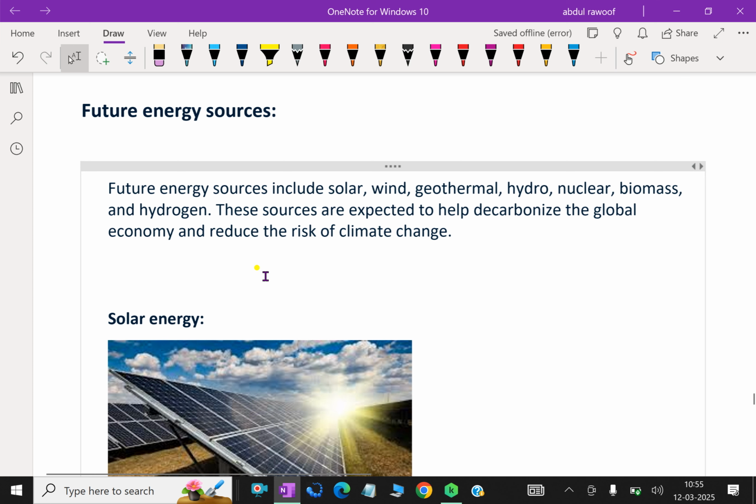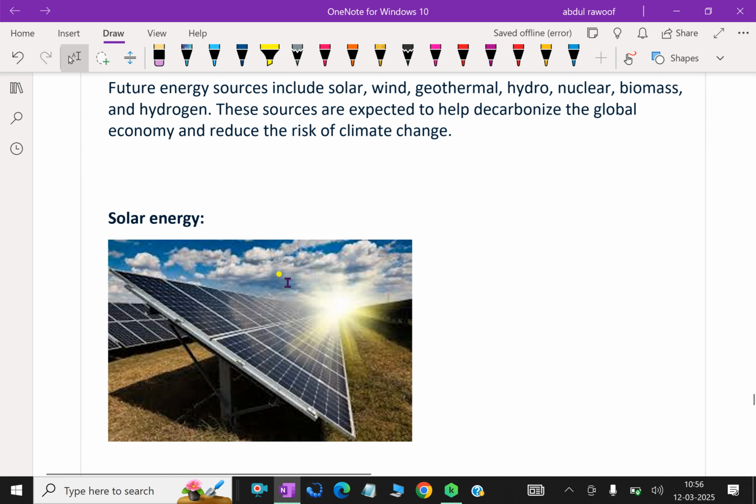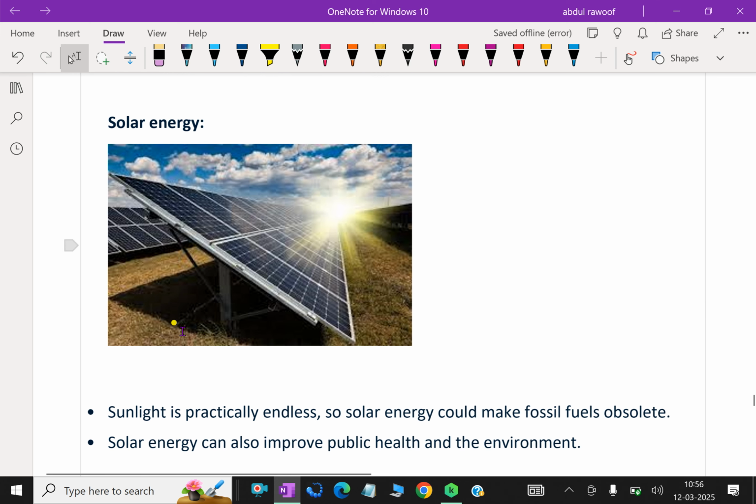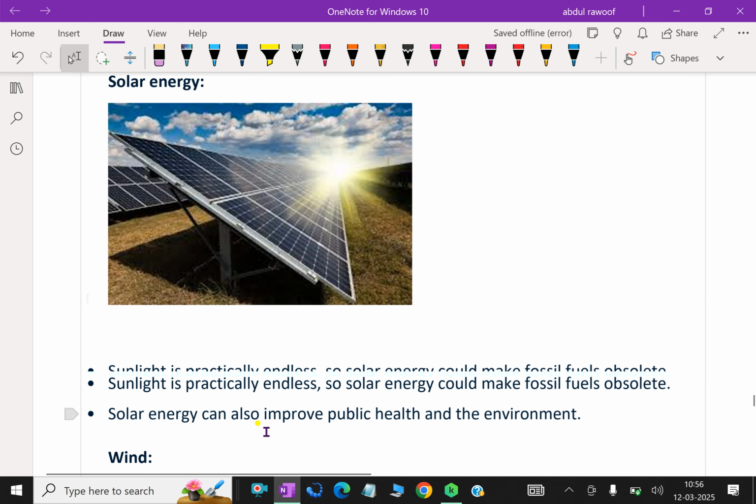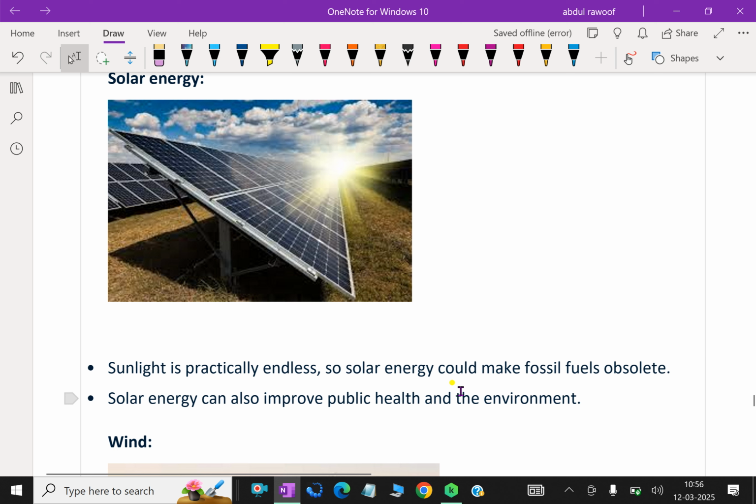Now we'll discuss what the future energy sources are. Future energy sources include solar, wind, geothermal, hydro, nuclear, biomass, and hydrogen. These sources are expected to help decarbonize the global economy and reduce the risk of climate change. First of all, solar energy. Sunlight is practically endless, so solar energy could make fossil fuels obsolete. Solar energy can also improve public health and the environment.